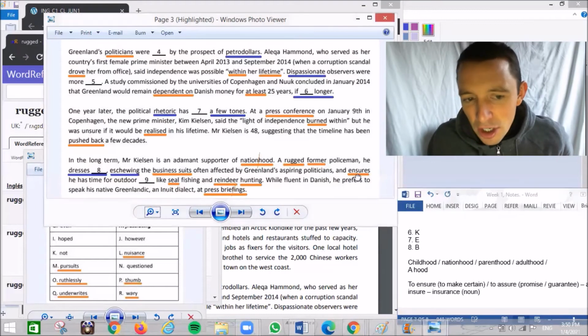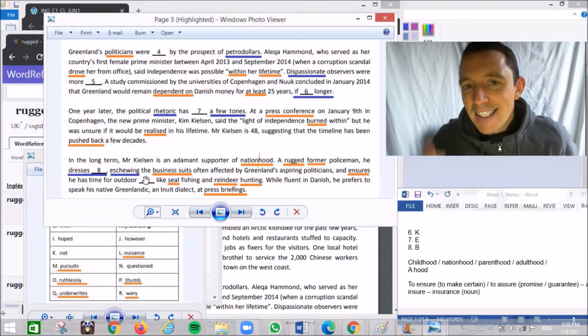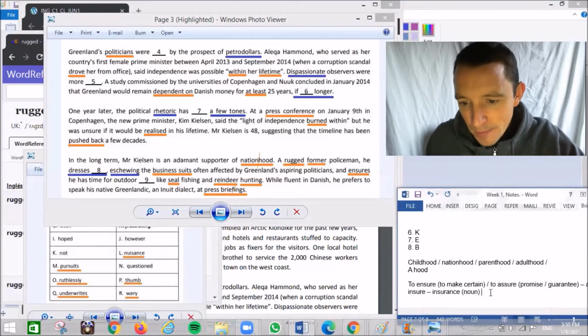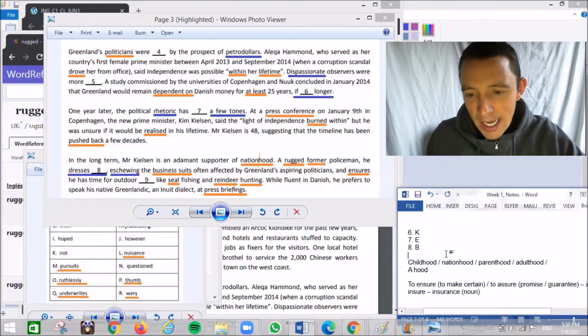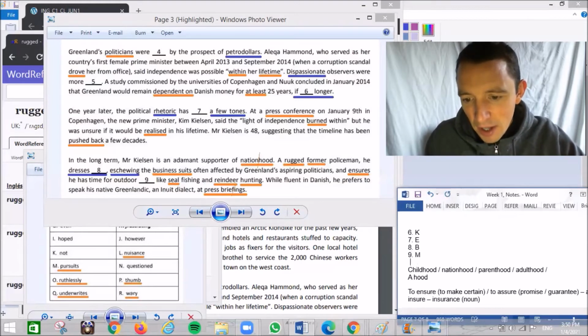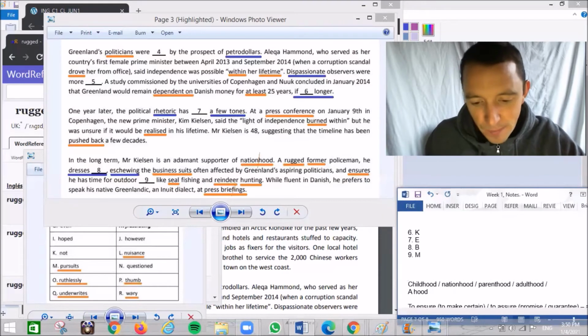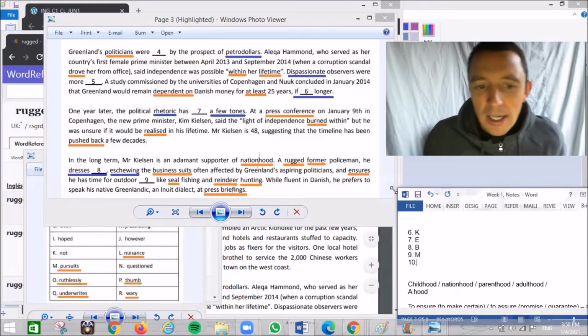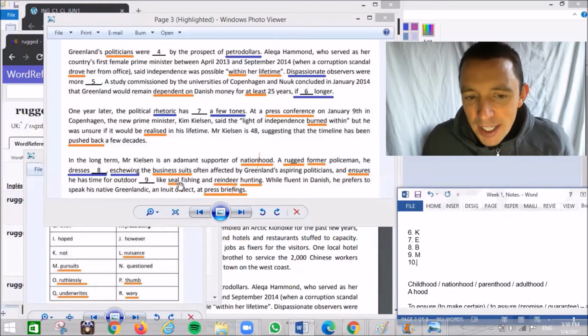So he ensures he has time for outdoor, and we remember activities, something like activities, outdoor activities. So probably pursuits, outdoor pursuits, M. Okay, that's 9. So I think 9 is M, definitely. Very clear, very positive context, and no doubt. Okay, like seal fishing. Seal is the foca, I think, in Español, the animal in the water.